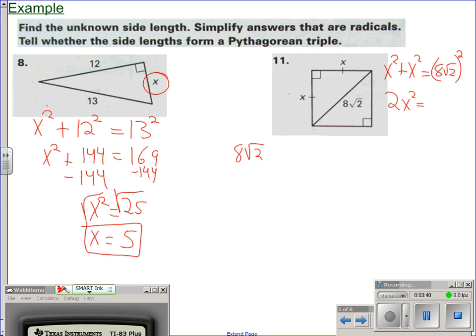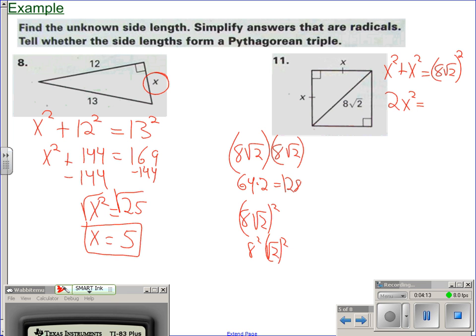there's a couple ways you can look at this. Basically, when you square something, it means multiply it by itself. So I'm going to go with the like numbers. 8 times 8 is 64. Square root 2 times square root 2 is square root of 4, which is 2. So 64 times 2 is 128. That's one way to look at it. Another way to look at this is 8 square root 2. When you square this, you square the 8 and you square the square root 2, which still gives you 64 times 2, so 128.